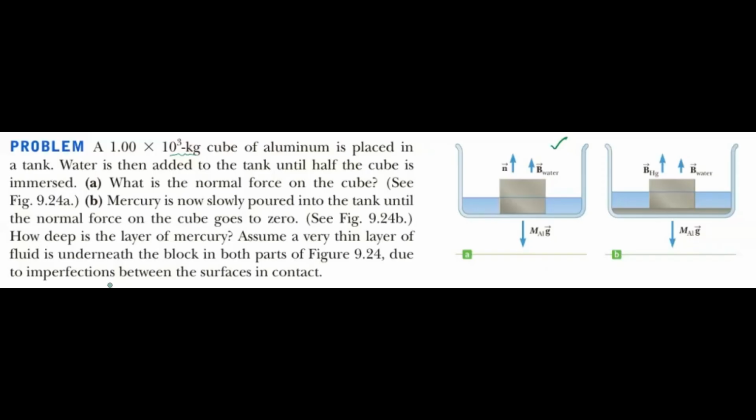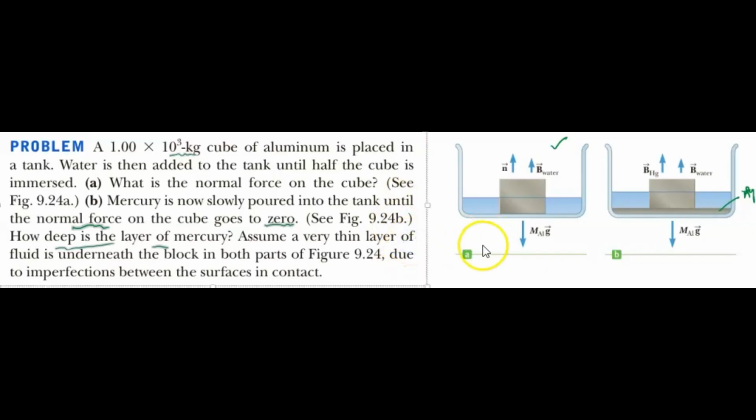And this is the B part, mercury. Now in the B part, what is happening? Mercury is introduced and slowly poured into the tank until the normal force goes to zero. So the question is: how deep is the layer of mercury here? So let's solve. Interesting one and easy one.